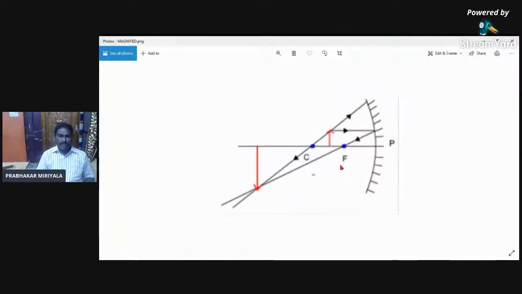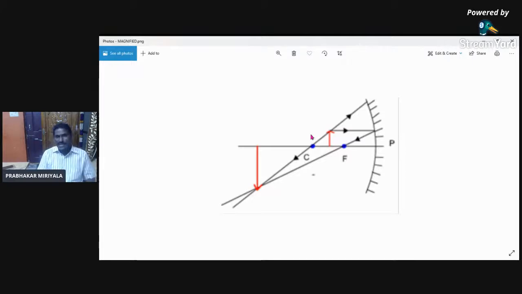So here if you observe, this is the object and this is the image. If you observe, this image is inverted and this is the incident ray. After reflection it is passing through focus, and this is the incident ray which is passing through center of curvature. After reflection it comes back into the same path, and these two reflected rays actually meet here. So the image here formed is real image. Why? Because the rays actually intersect each other.